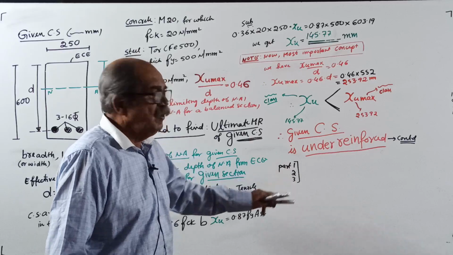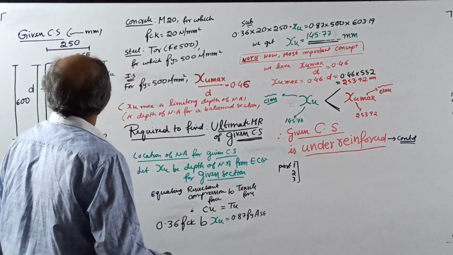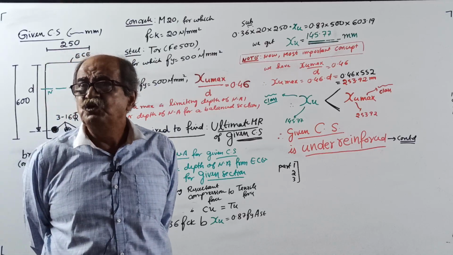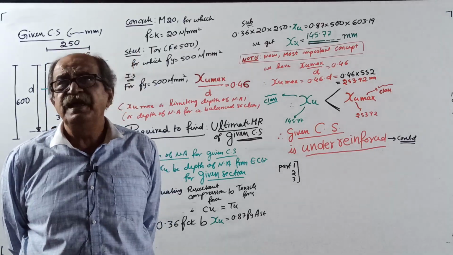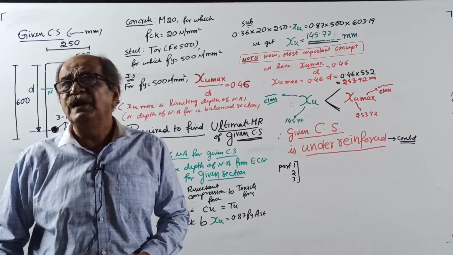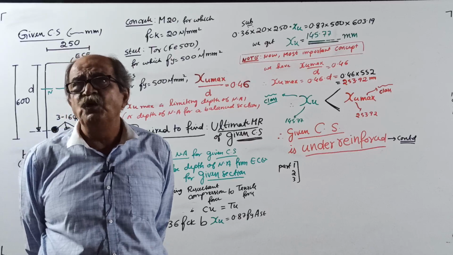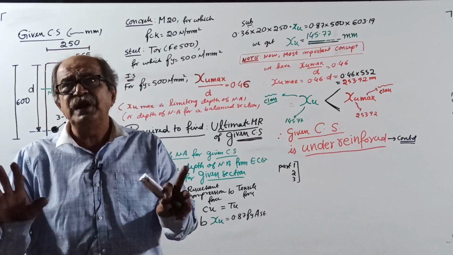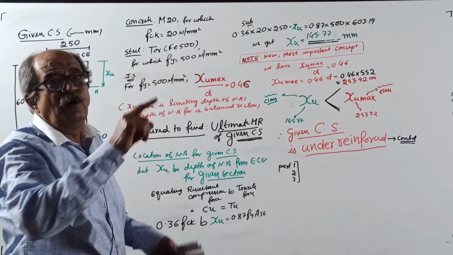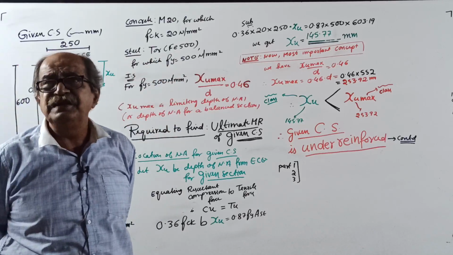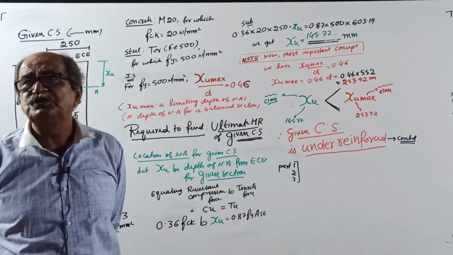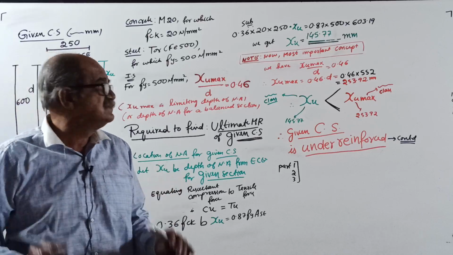Okay, now we are starting part 4. You can put a small heading if you want. Numericals for finding ultimate moment of resistance of given singly reinforced rectangular sections. Put a big heading: Numericals for calculation of ultimate moment of resistance for given singly reinforced rectangular sections.